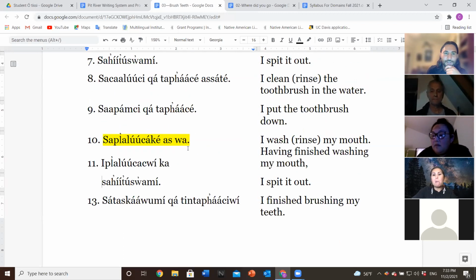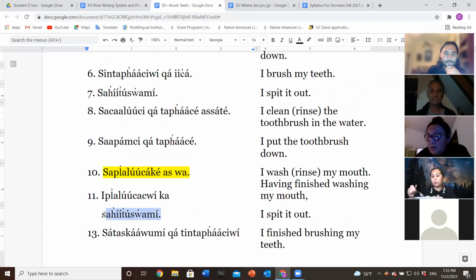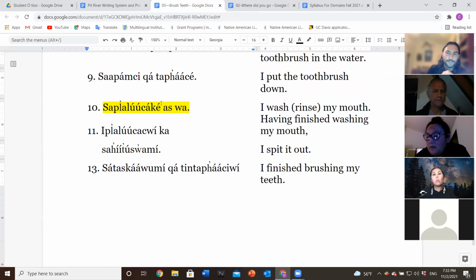So yeah, this word, sahitu swami, is the same as number 7. I spit it out. And then you see this word is pretty similar. It has the same root here. La lu is referencing your face, your mouth, and lu is like cleaning. But the ending is like I'm doing it to myself.